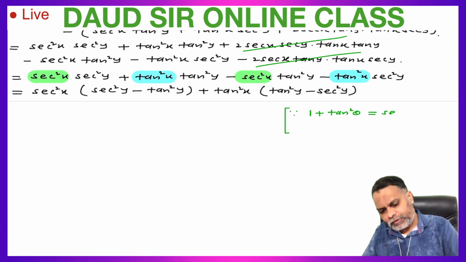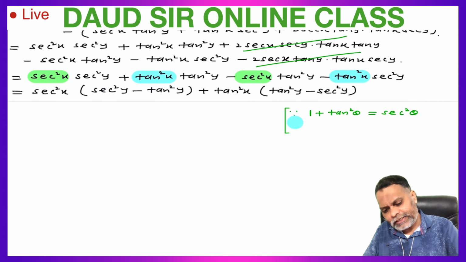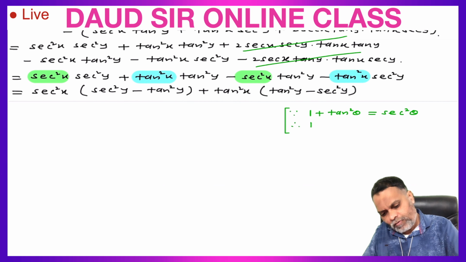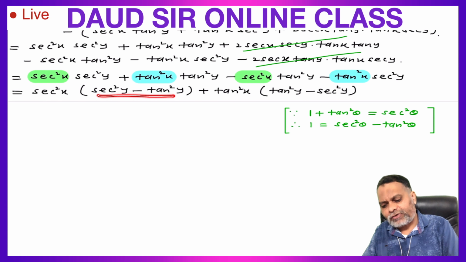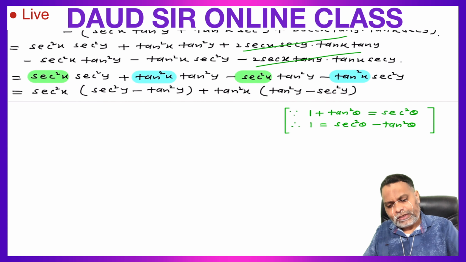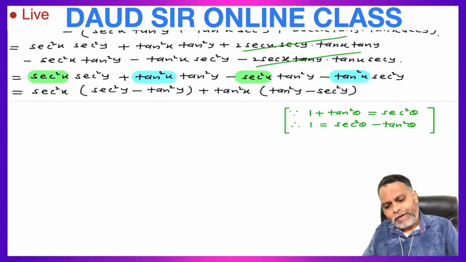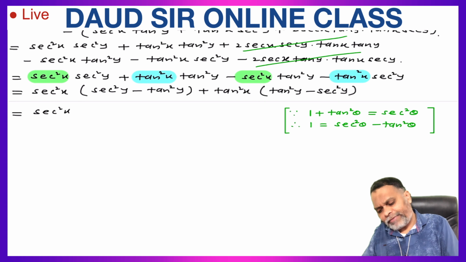is equal to sec square theta. This is the Pythagorean identity. Shift this tan square theta to this side. So therefore 1 is equal to sec square theta minus tan square theta. So sec square theta minus tan square theta can be written as 1. So here sec square y minus tan square y will be 1, and tan square y minus sec square y we can write as minus 1. So sec square x times sec square y minus tan square y, which is 1.